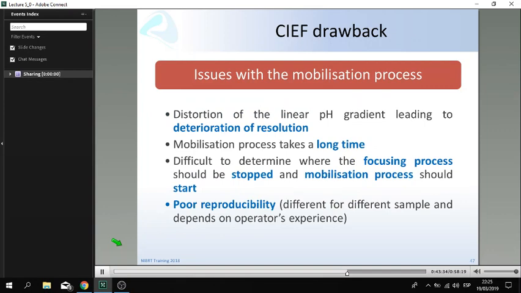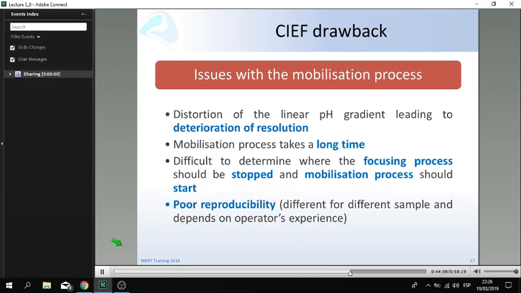So there are some issues with this mobilization process. As I said, sometimes you get distortion of the linear pH gradient and you get some deterioration of resolution. Mobilization will take a long time, so it might mean that maybe just an hour out of your method is just mobilization. And lots of times it's really difficult to determine where to stop focusing and where to start mobilizing. So how do you know that everything focused and now you can mobilize it?